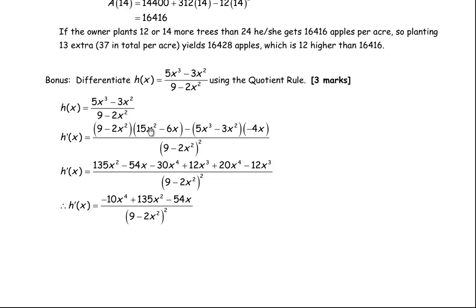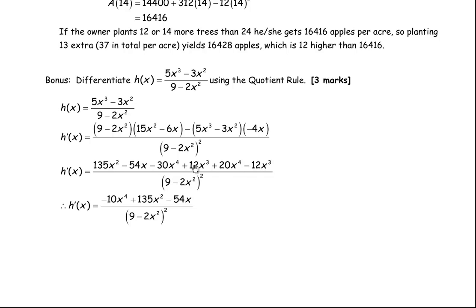So 9 times 15x squared would be 135x squared. 9 times negative 6 would be negative 54x. Negative 2x squared times 15x squared would be minus 30x to the fourth. And negative 2x squared times negative 6x would be plus 12x cubed. And then negative 4x times 5x cubed would be negative 20x to the fourth. And then that sign changes to plus 20x to the fourth. And negative 4x times negative 3x squared would be 12x cubed, and again that sign, when we take the brackets off, changes to a negative 12x cubed.